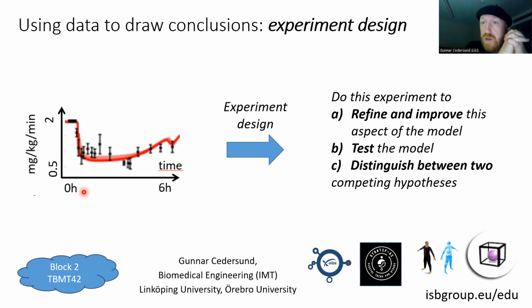So we're going to learn how to optimally generate new data, how to design experiments that give us the maximal amount of information. And we'll basically look at 3 reasons to do an experiment. One is to refine and improve certain aspects of a model. One is to test whether a model is good enough or not. And one is to distinguish between 2 competing hypotheses. So let's dive in.